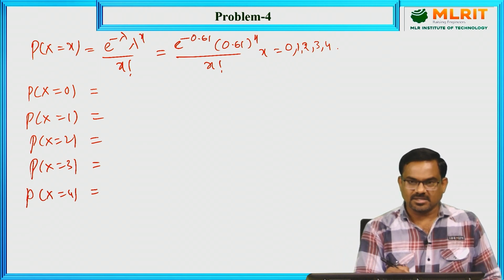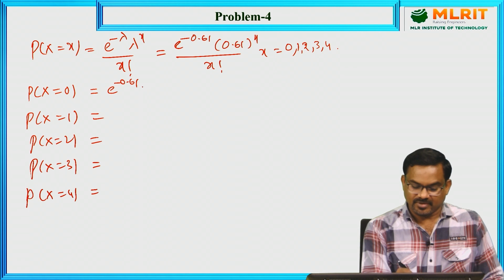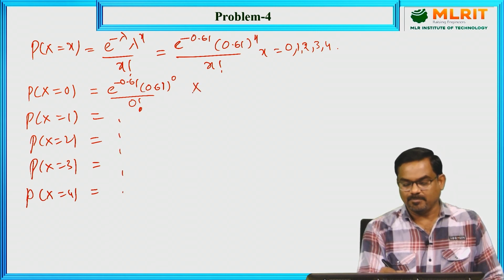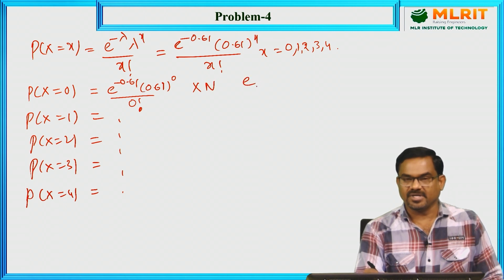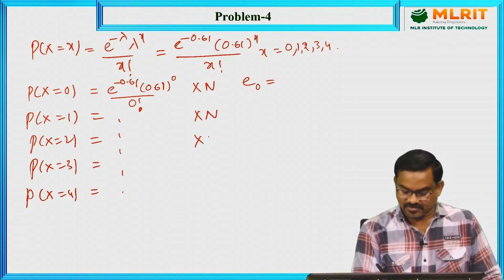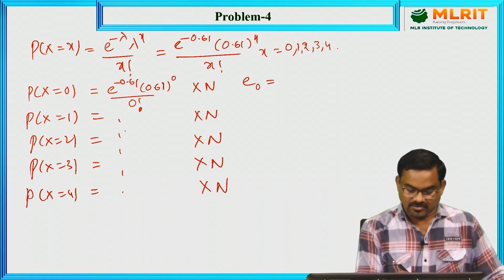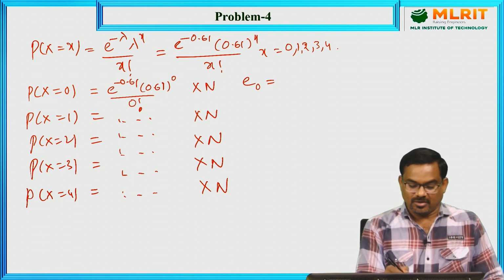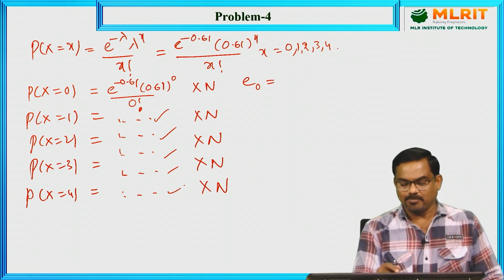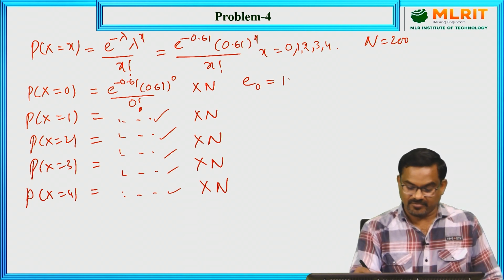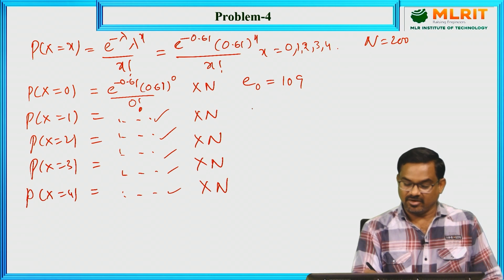We will get the answers as e power minus 0.61 into 0.61 power 0 by 0 factorial, and similarly we can continue, and by multiplying with total frequency we get the first expected frequency E naught. So you can calculate these probabilities, then multiply with the total frequency. What is the total frequency here? N equal 200.